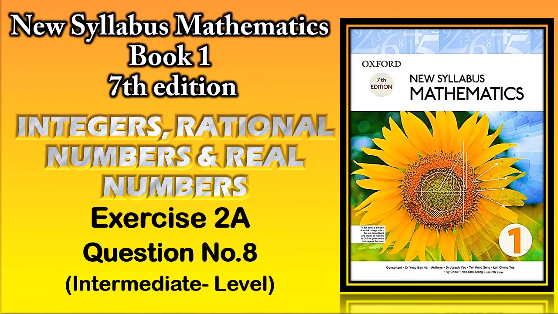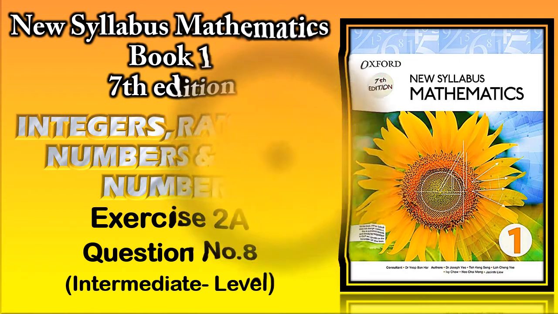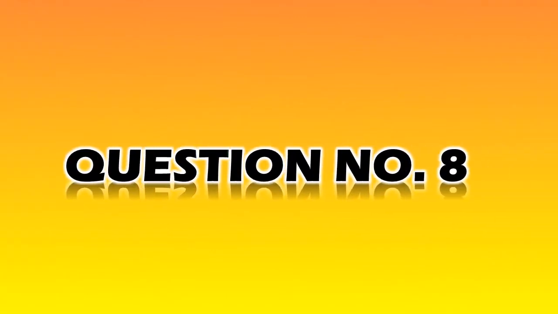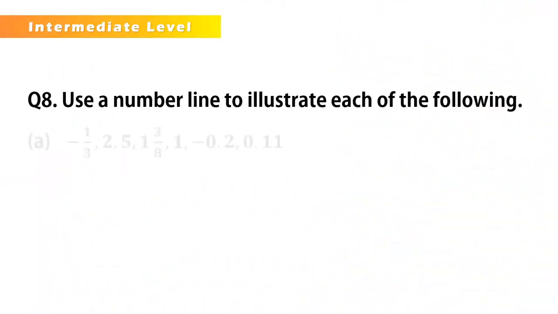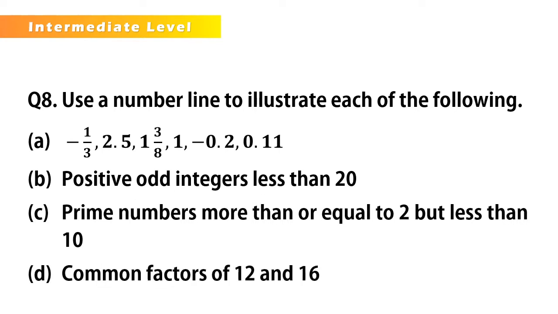New Syllabus Mathematics Book 1, 7th edition, Chapter 2, Integers, Rational Numbers and Real Numbers, Exercise 2A, Question number 8, Intermediate Level. Question number 8. Use a number line to illustrate each of the following.